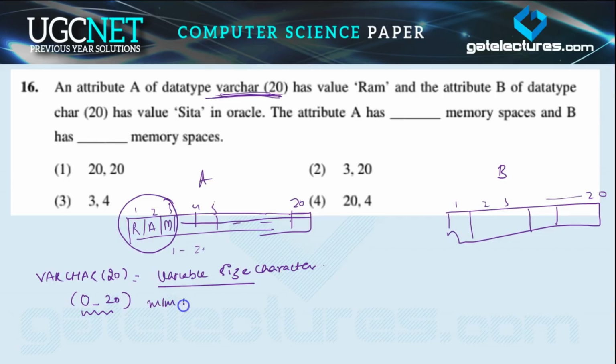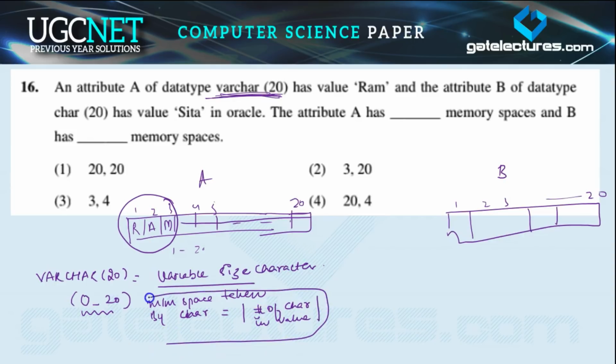Memory space taken by character is equal to the number of characters available in the value. So that much space it is going to take. So the space for this is 1, 2, 3. So 3 memory space is taken by attribute A.